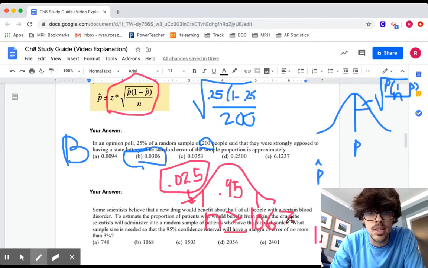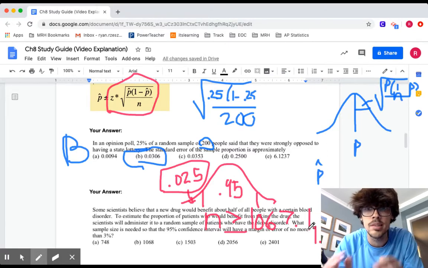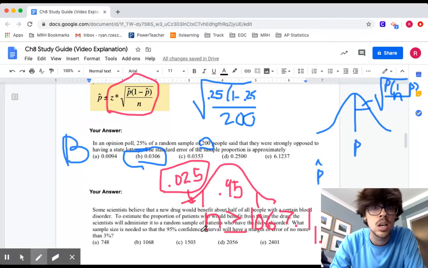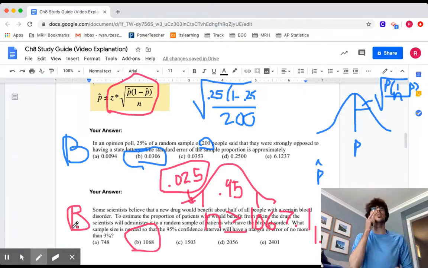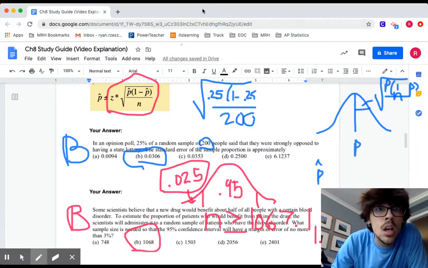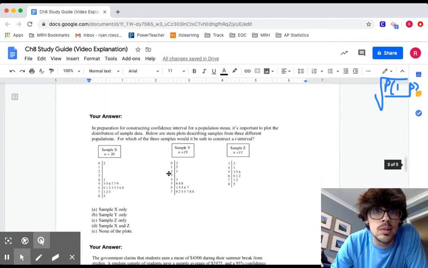Always bump it up to the next biggest whole number. So if 1067 was a choice, that would be wrong. But luckily, they weren't tricking us that badly here. The correct answer is going to be 1068. Bump it up to the next biggest whole number. So let's carry on with our second page of multiple choice.